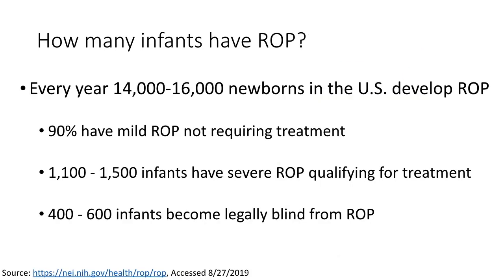There are approximately 3.9 million infants born in the United States each year. About 14,000 are affected by ROP, and 90% of those affected will have only mild disease that resolves on its own. About 1,100 to 1,500 develop disease severe enough to require medical treatment. Despite available treatment, 400 to 600 infants each year in the U.S. become legally blind from ROP.